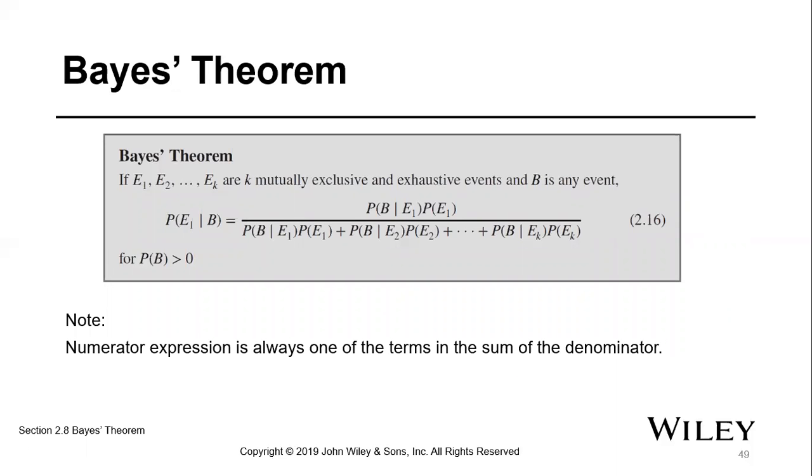So if you have mutually exclusive events, the probability of event 1 given B is equal to the probability of B given event 1 times the probability of event 1, divided by the probability of B given event 1 times event 1, plus, and so on, until event k. Always note on this that you will always have event 1 in the numerator and denominator, so make sure you have both of them. And also your probability of event B is non-zero.